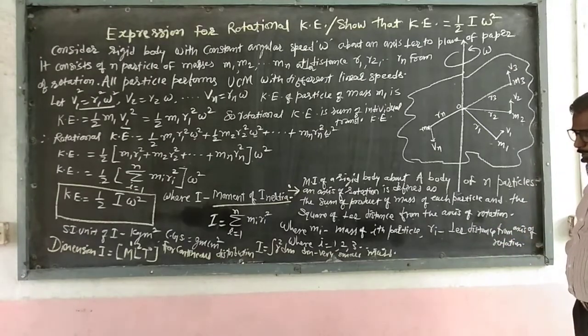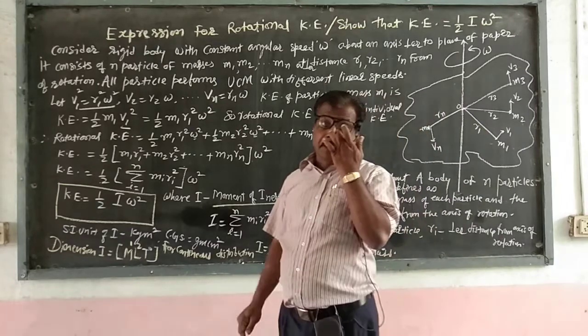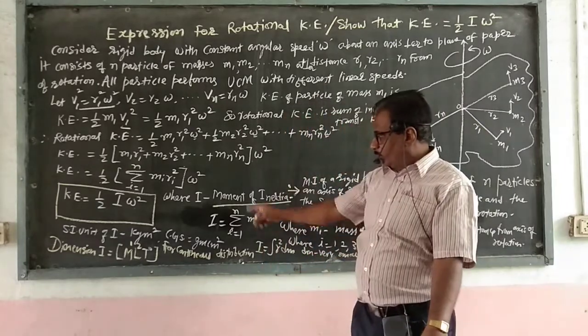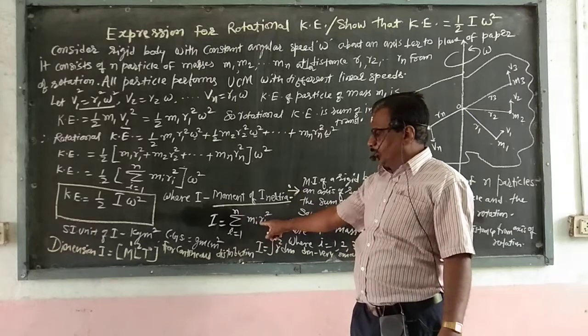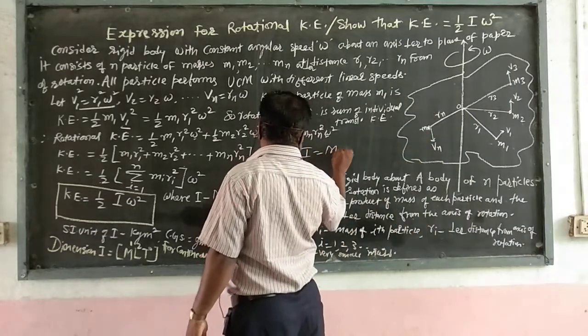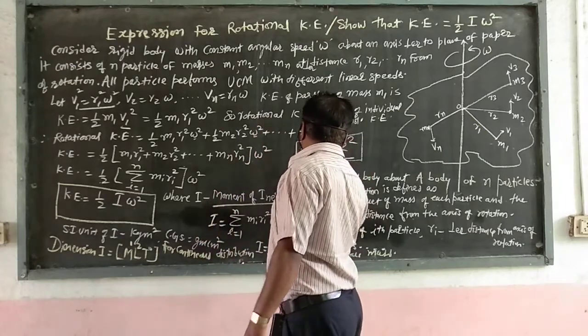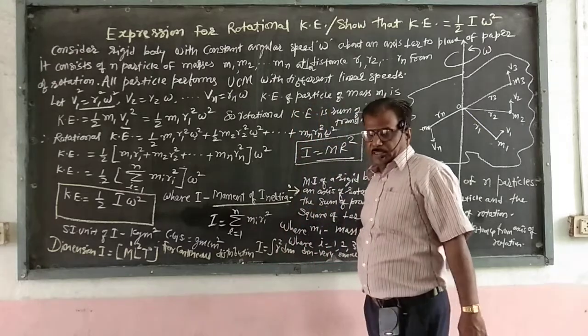where m_i is known as the mass of the ith particle and r_i is the perpendicular distance from the axis of rotation. Now we define the SI unit of moment of inertia. We know the formula for moment of inertia is I equal to m r square. From that formula, from that equation, we calculate its SI unit.